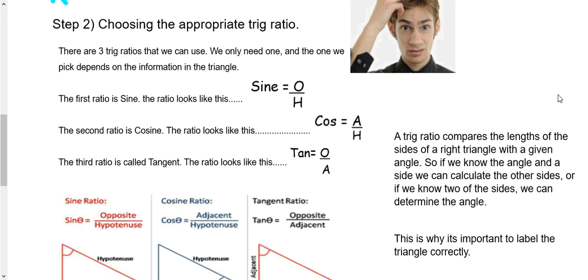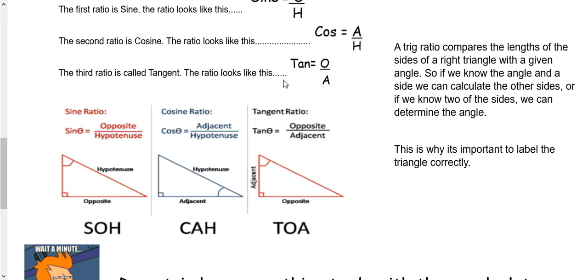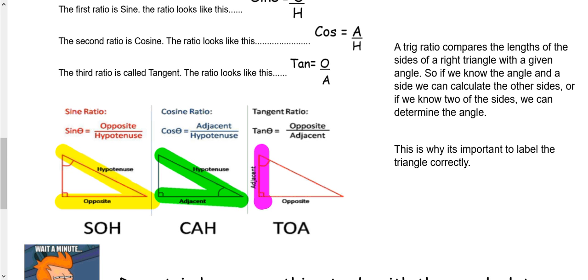Okay, now step number 2 is we have to choose the appropriate trig ratio. Now, when we say a trig ratio, remember that a ratio means a comparing of one thing to another. Now, what's going to happen here is I'm just going to scroll down here a little bit and give you a little spoiler alert. So when we say we're going to compare a ratio, we might be comparing the length of the opposite to the length of the hypotenuse. Or we might be comparing the adjacent side to the hypotenuse. Or we might be comparing adjacent to opposite.